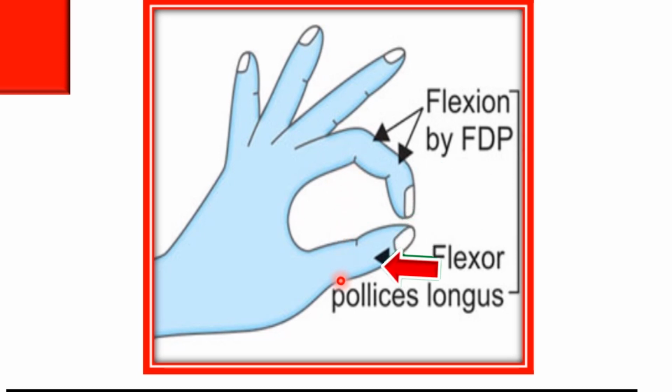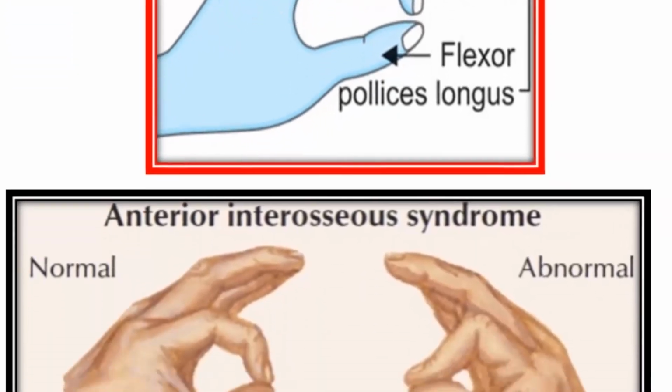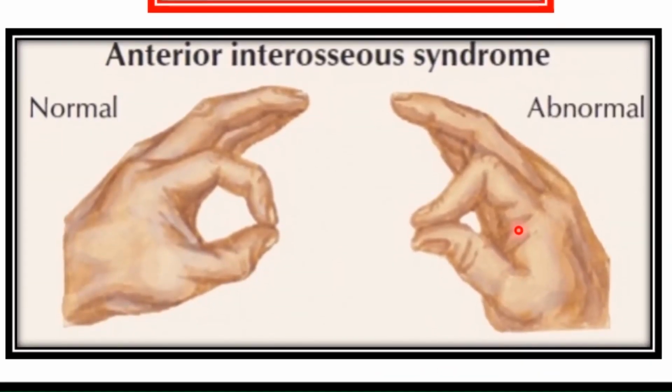Now here also, the flexor pollicis longus, which is innervated by the anterior interosseous nerve, when it's affected, will also give rise to inability of the thumb to be flexed at this IP joint. This patient will not be able to flex this joint and will be unable to make the OK sign. When this patient tries to make this OK sign, this patient will give a shape like this.